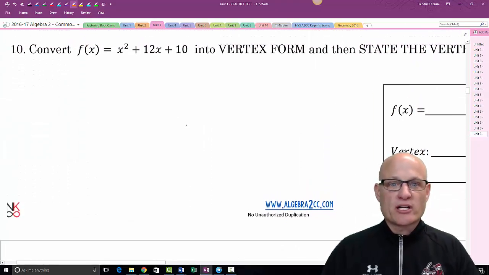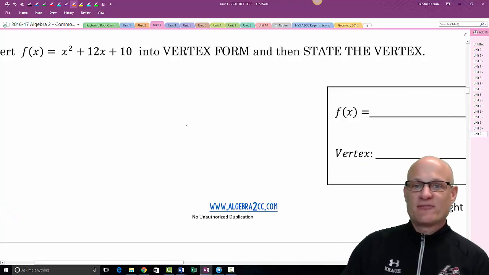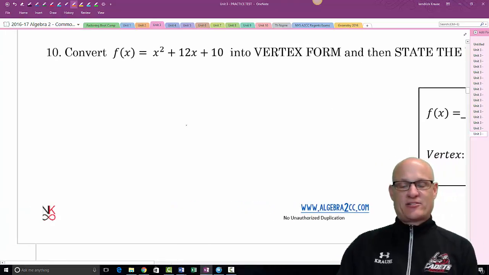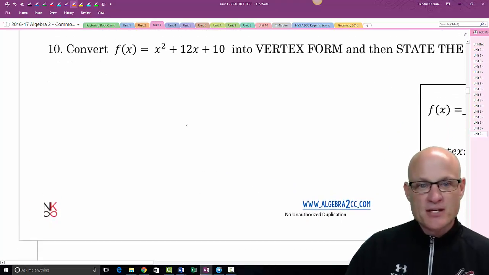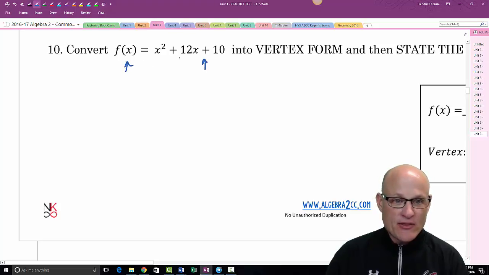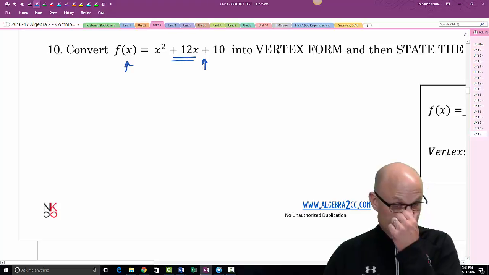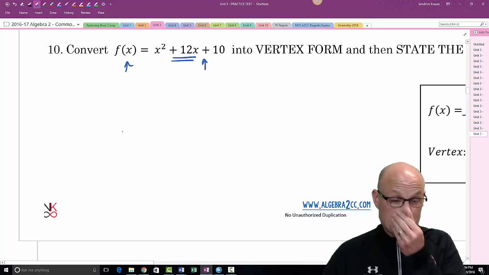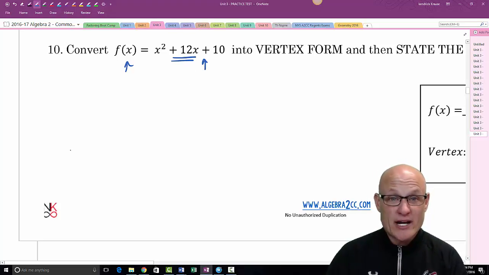So now we got some more work. We're going to convert this to vertex form and state the vertex. I don't do the axis of symmetry, but we should. We might. So remember, what we're going to do is add the same value to both sides. We're going to add something here, and we're going to add something here. Now that value comes from half the middle squared. So half the middle is 6. 6 squared is 36. So I'm going to add 36 to both sides.